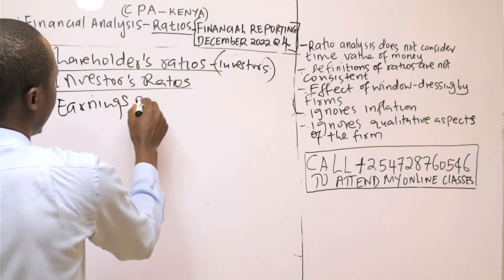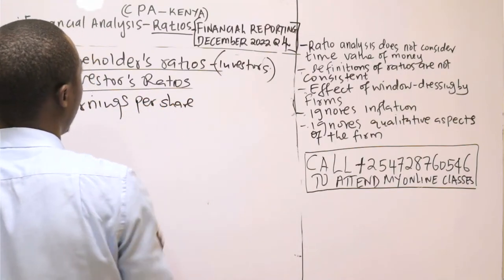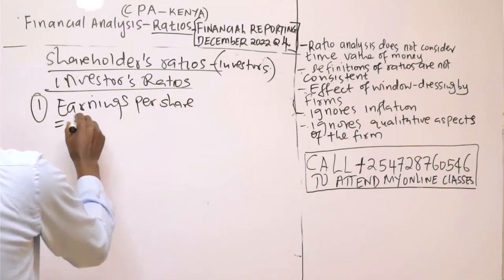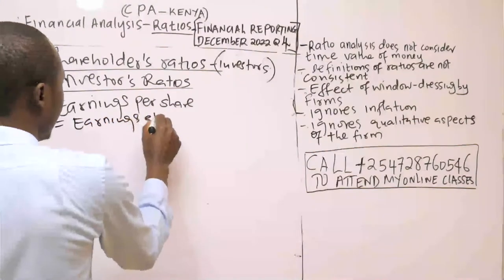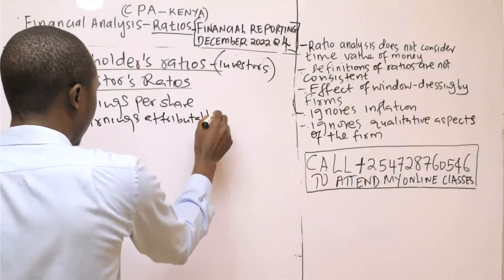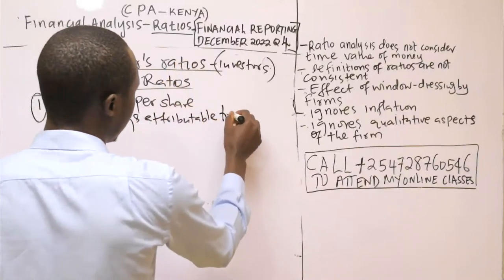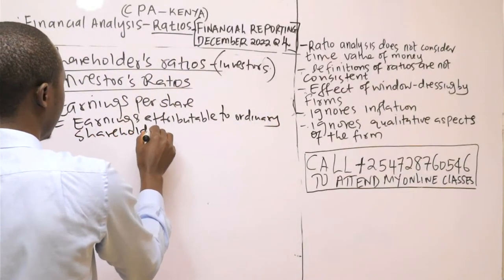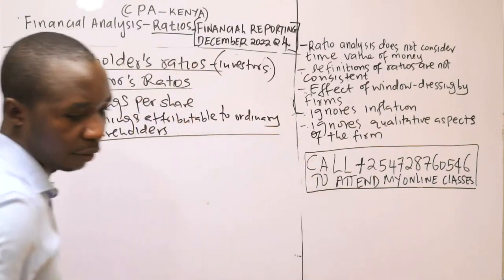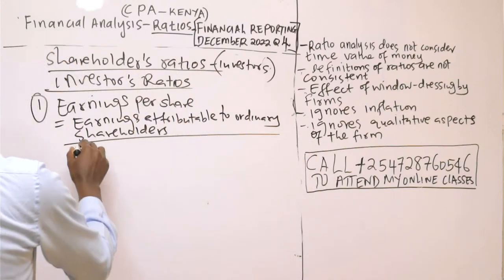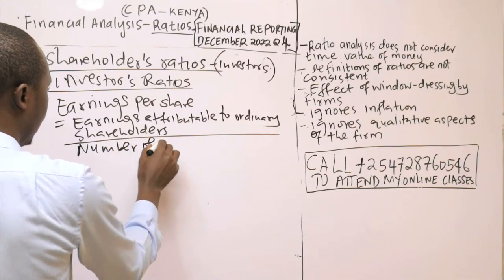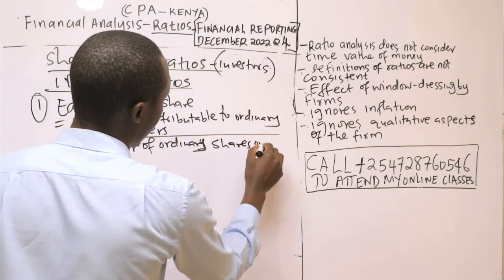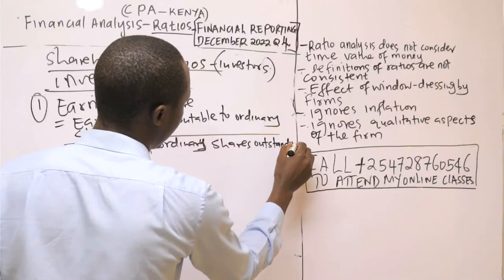I will talk about the earnings per share. How do you get the earnings per share? Which formula do you use? Earnings per share is equal to earnings attributable to ordinary shareholders. You divide with what? You divide with the number of ordinary shares outstanding.